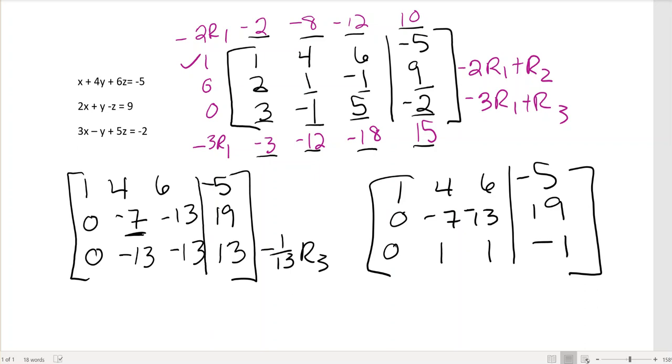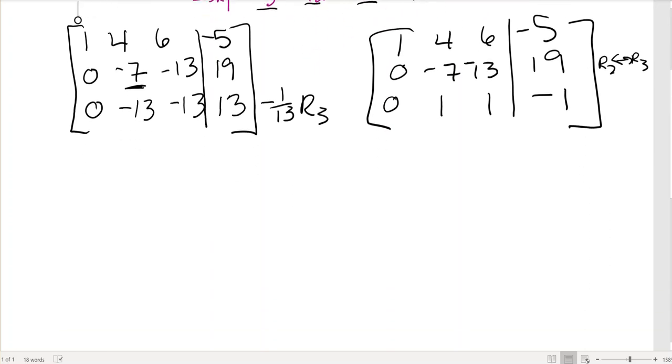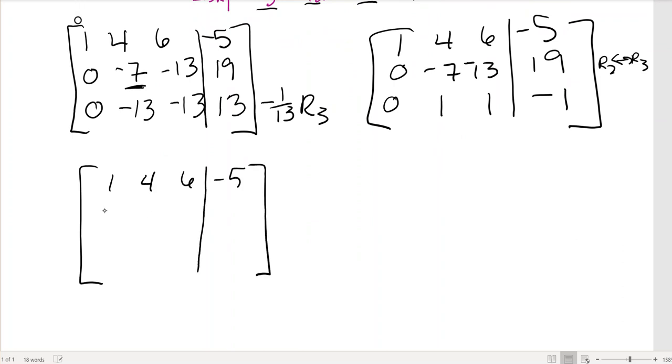Okay. Now I created a 1 in the second column, but it's in the third row, so I'm just going to switch R2 and R3. So once again, 1, 4, 6, negative 5 looks great. I'm switching this as 0, 1, 1, negative 1. That's my new R2. And then I have 0, negative 7, negative 13, and 19. Okay. So now I have my 1 in the first row, first column, 1 in the second row, second column.